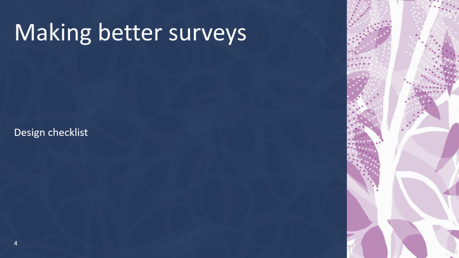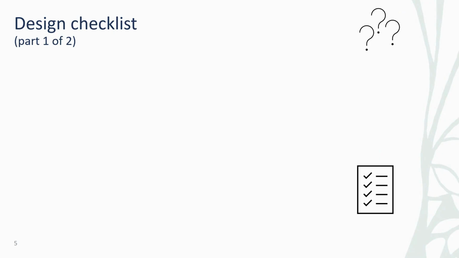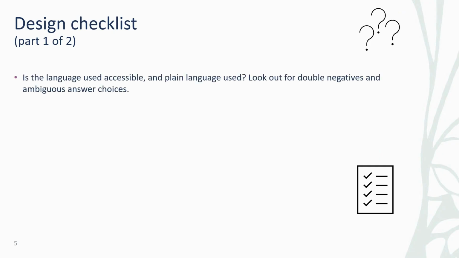So, on to our accessibility checklist. Here are some final questions to consider when designing your survey. Is the language used accessible and plain language used? Look out for double negatives and ambiguous answer choices. Doing so will help avoid confusion for everyone, but this will also keep the reading age of your survey low, which is critical for reaching respondents with learning difficulties or those that speak English as a second language.